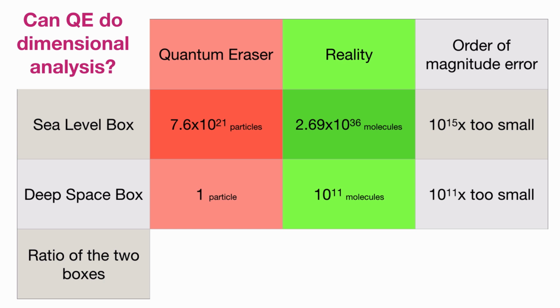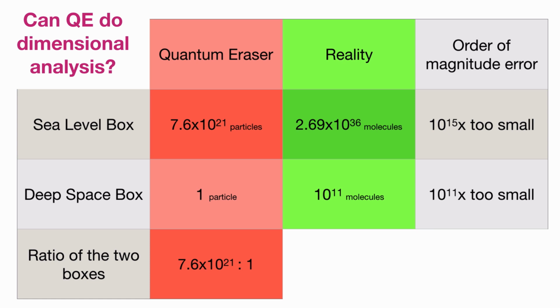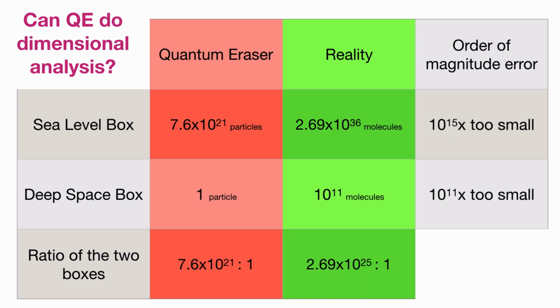So what if he didn't really mean molecules? What if he was just trying to make a point about the ratio of what these values would be? So let's just do a ratio of the two boxes, just in case I got that misunderstood. So that's about 10 to the 21 to 1, and then this is a 10 to 25 to 1. So again, he's 4 orders of magnitude too small.